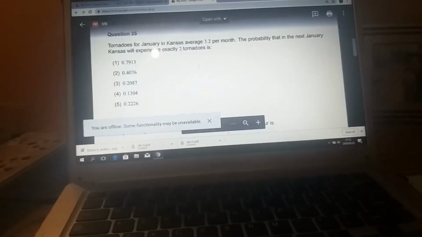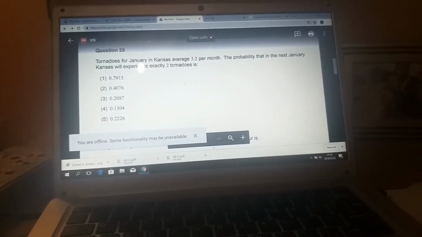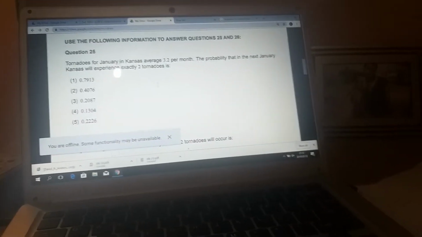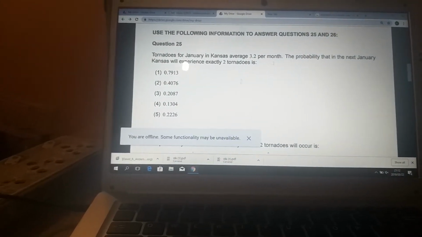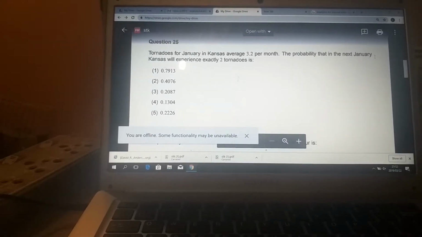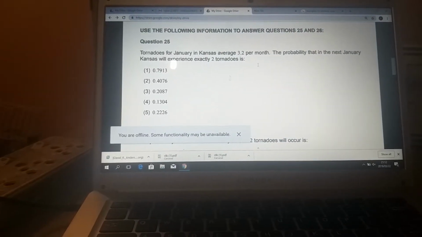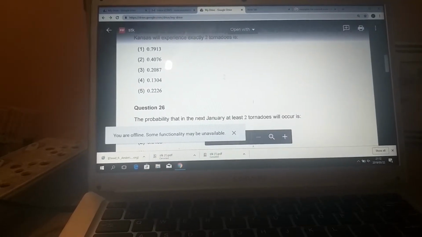So here it says that tornadoes for January in Kansas average 3.2 per month. So the probability that in the next January, Kansas will experience exactly 2 tornadoes is, okay, so here we have a Poisson distribution.